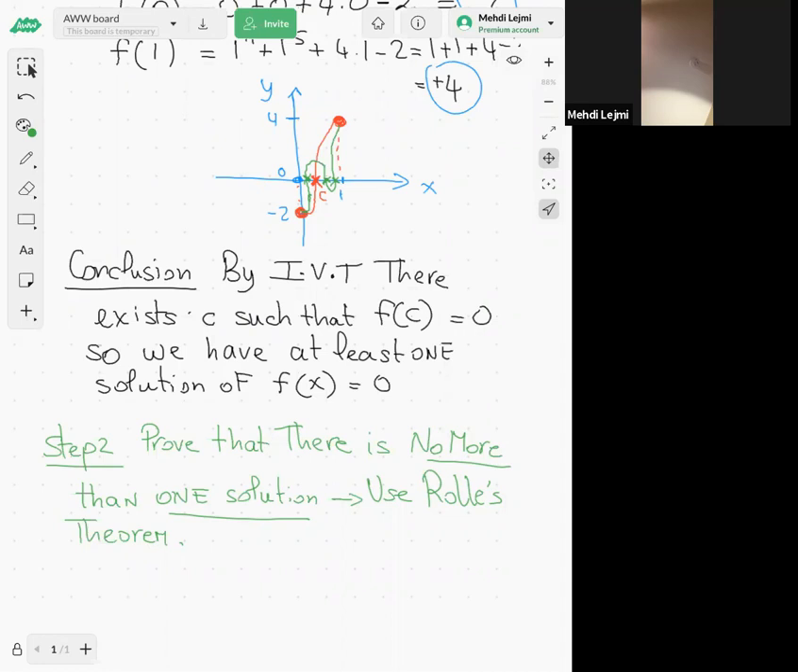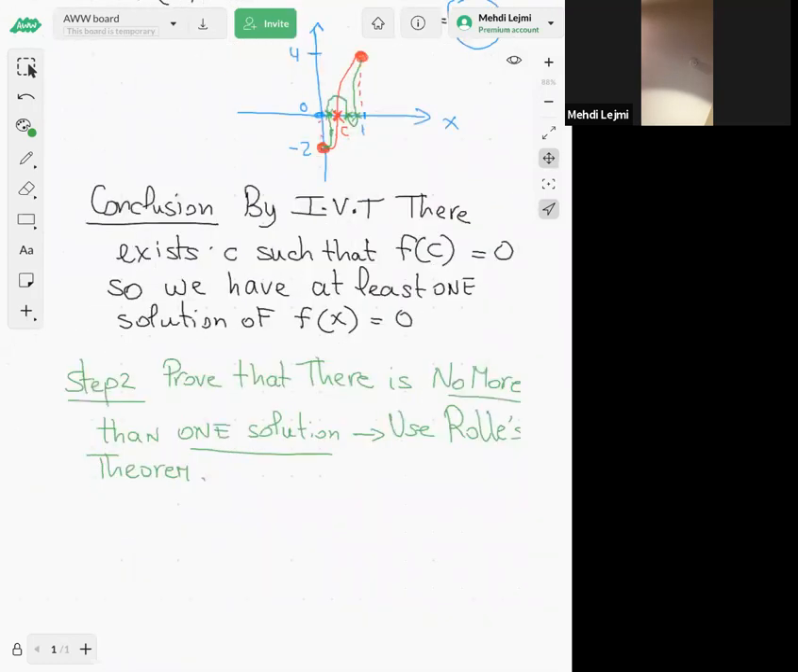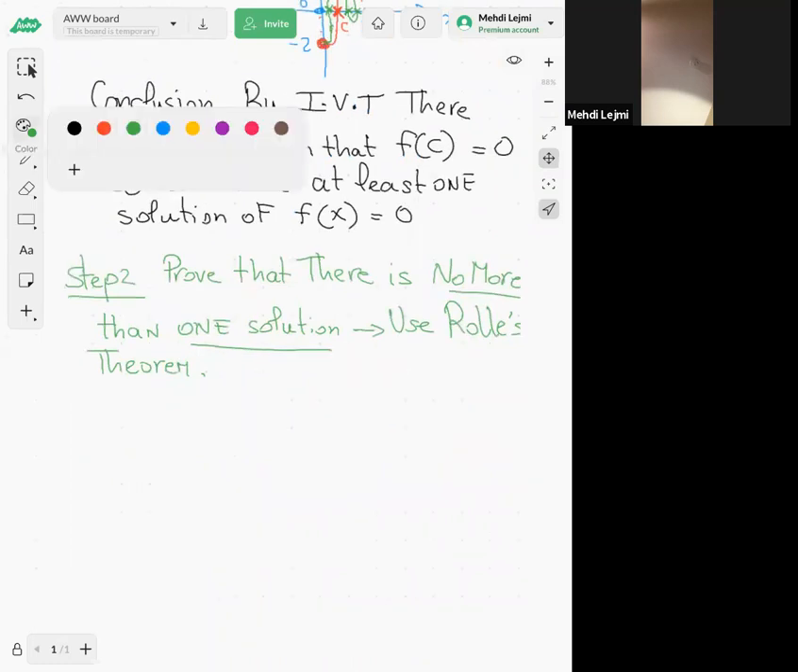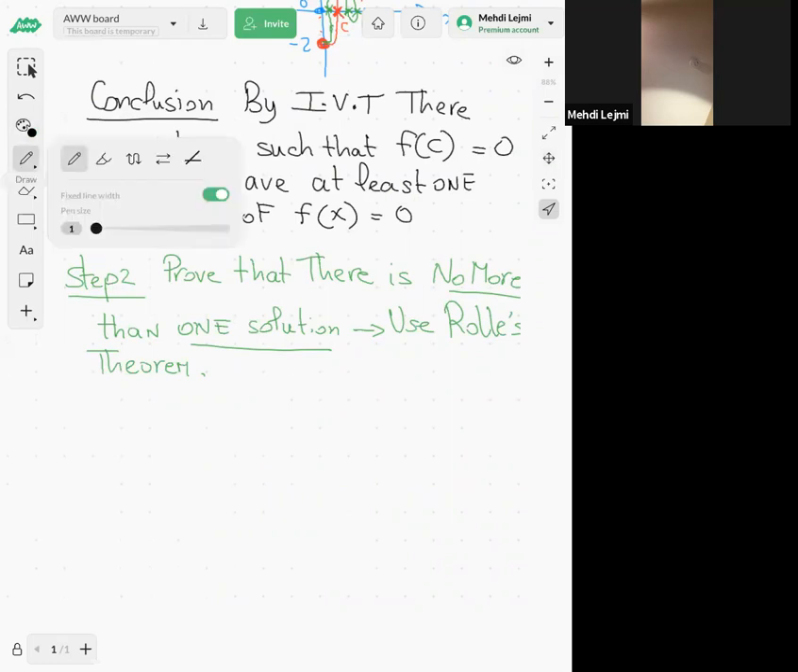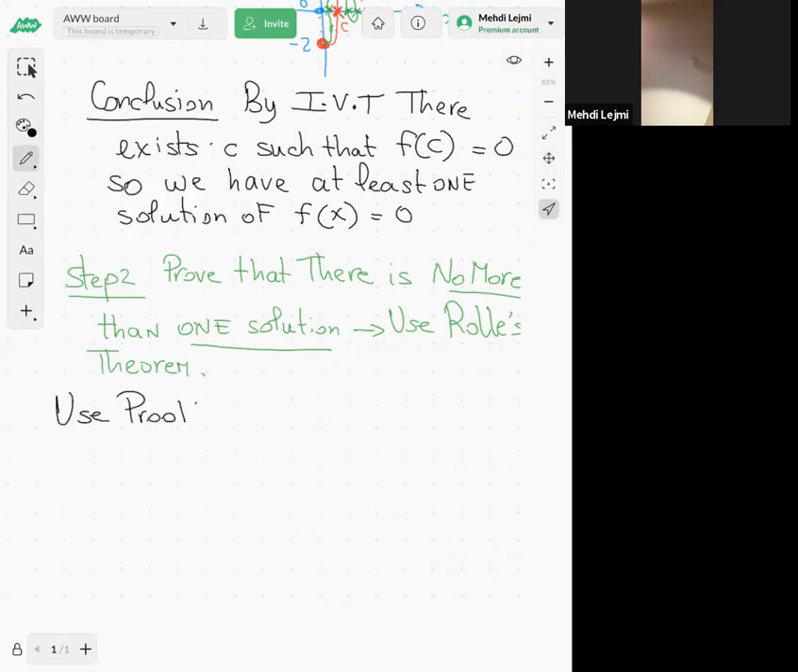Now, how do we use Rolle's theorem to prove that there is no more than one? Well, we're going to use a proof by contradiction.